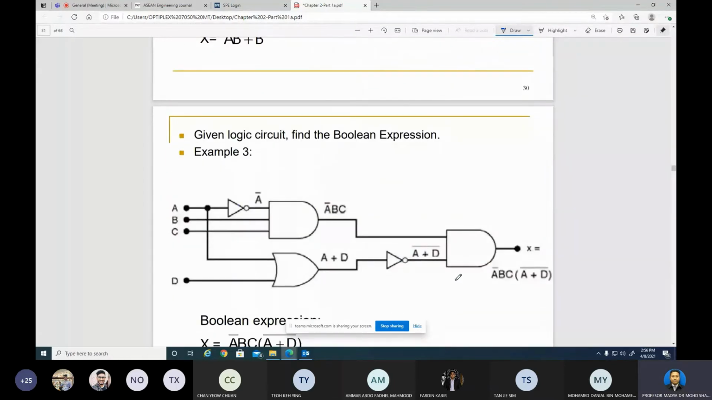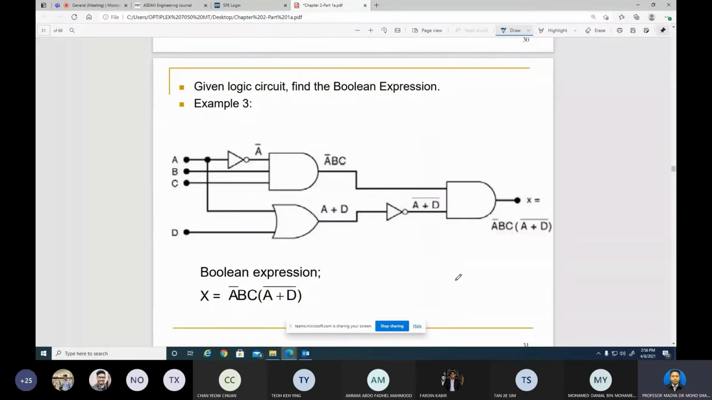Alright, so this is another example. I'll give the answer here. For example, this one is A, we have the A bar here, A bar here. So this one we have B, and this one will be C. So make sure it's A bar B C. Alright, this one, and then this is A, and then D. So this one will be A plus D.